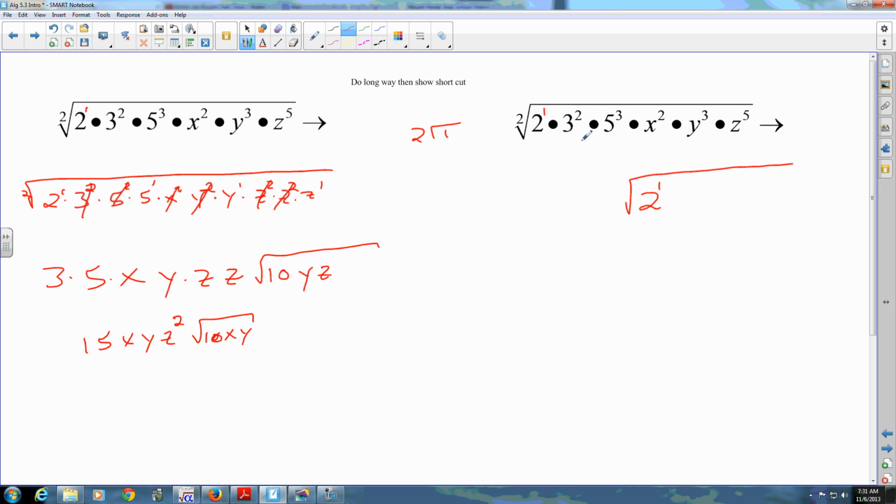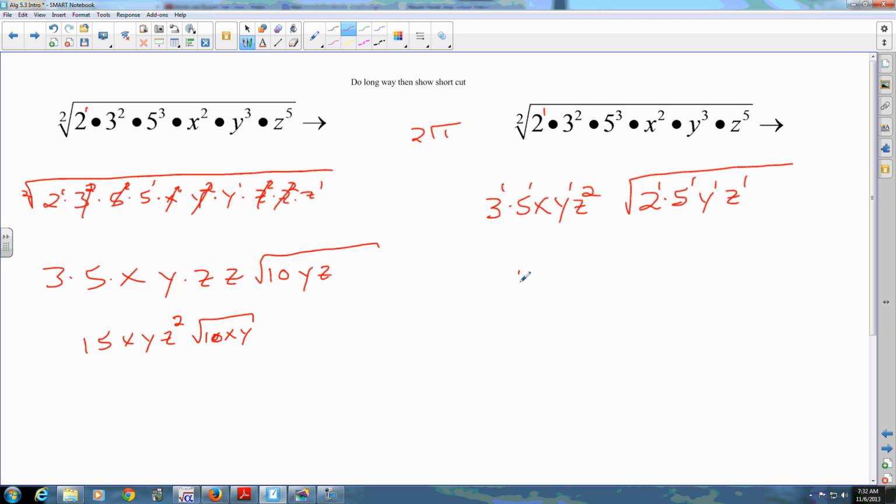2 to the first. I'm only writing the 1 to illustrate a point. 3 divides into 2 once, and that's the exponent on the outside. 3 divides into 2 once, with no remainder, so there's nothing left inside. 2 divides into 3 once, with a remainder of 1. 2 divides into 2 once, with no remainder, so there's nothing inside. 2 divides into 3 once, with a remainder of 1. 2 divides into 5 twice, with a remainder of 1.